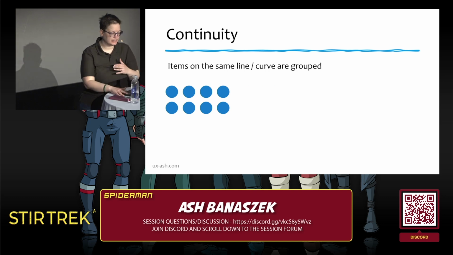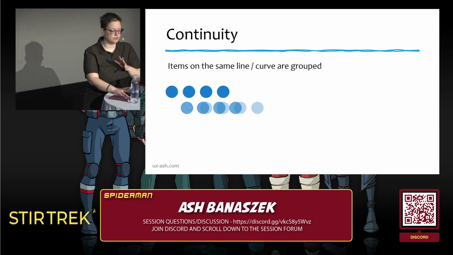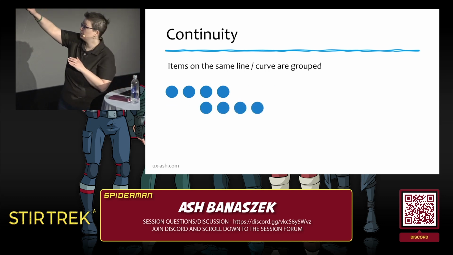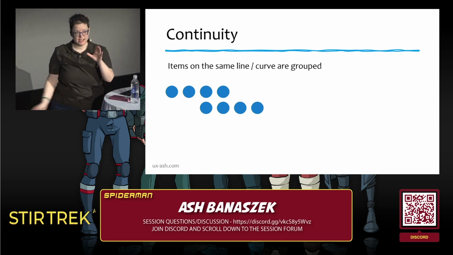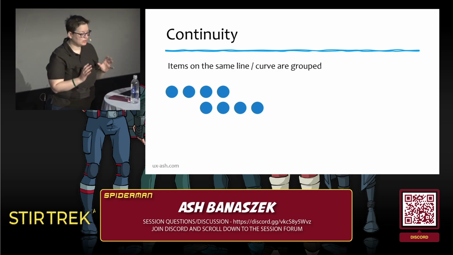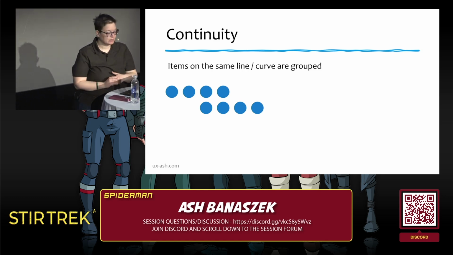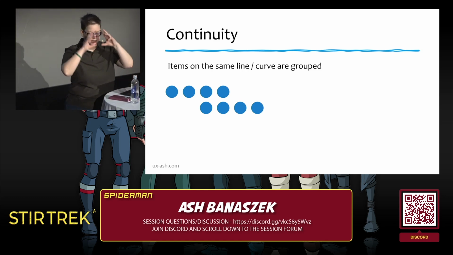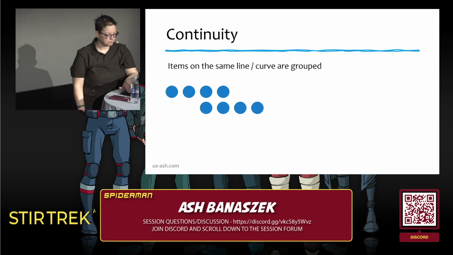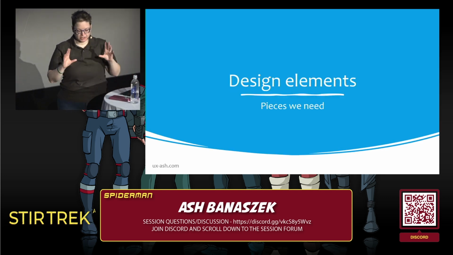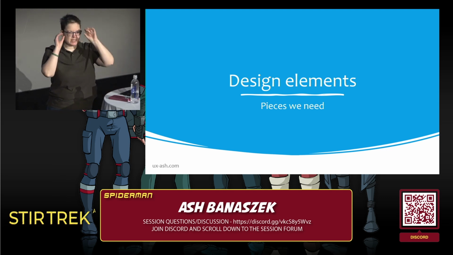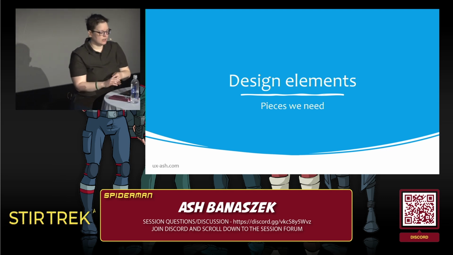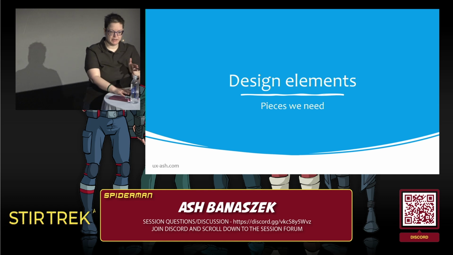And in continuity, items on the same line or curve are grouped. In this case, I'm going to assume the first row and then second. But I can also carry that on arches. I can carry that on angles. I can do a lot of cool stuff with continuity. I would recommend consulting a professional, but you can do it, and it's because your brain understands. So now that we understand the basics of Gestalt, we've got the basic visual principles, how our brains kind of work, let's talk about the design elements, the pieces that we need.